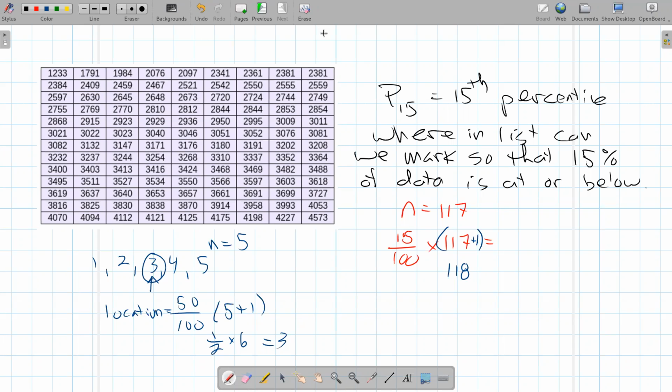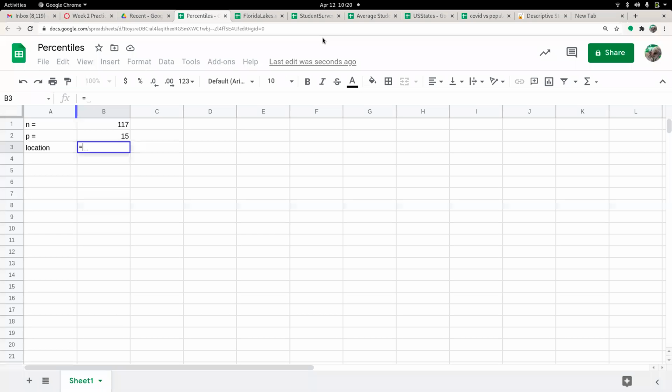So back to my calculator. I want to take 15 out of 100 times parentheses n plus 1. If it comes out to a whole number, you just grab that number in the list. Now this came up to a partial one, so that means the location I want is the 17th location and the 18th location, because it's in between there. So if I look at the list, I got to figure out where the 17th and 18th are. So back to my list.